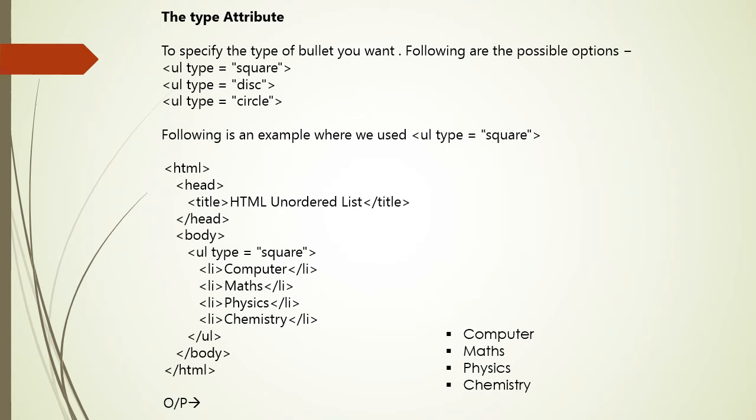Following is an example where we have used UL type is equal to square. Consider a simple program. HTML head title is given as HTML unordered list. In body, give the UL type as square, then give the list of items and enclose them in li and slash li. Close the UL tag, close the body tag, close HTML tag. So the following result will be produced.